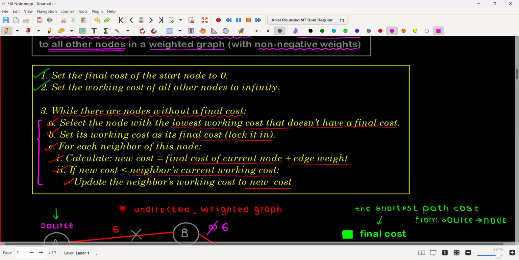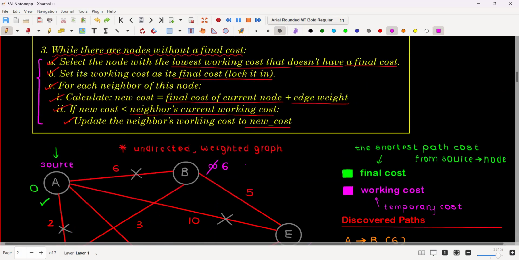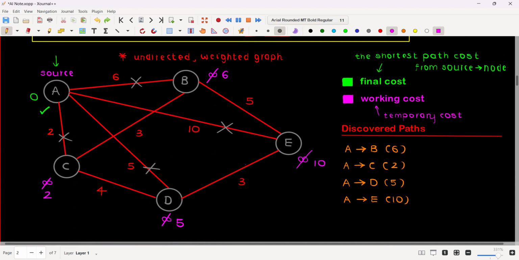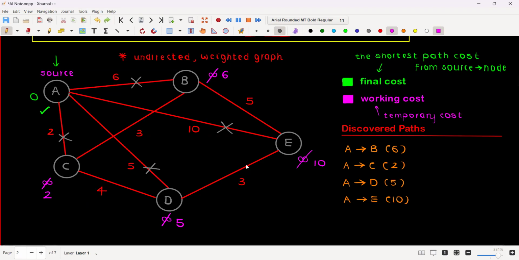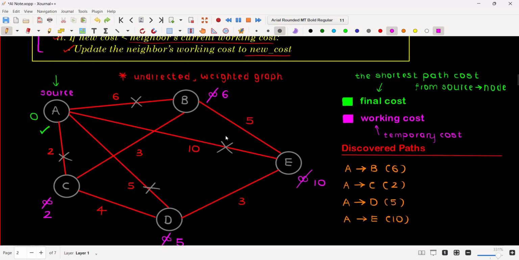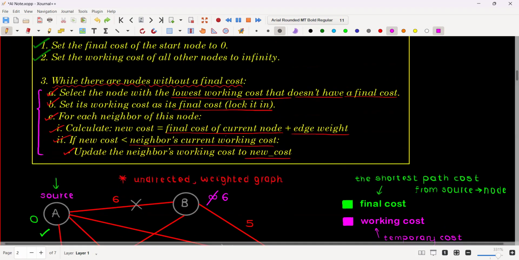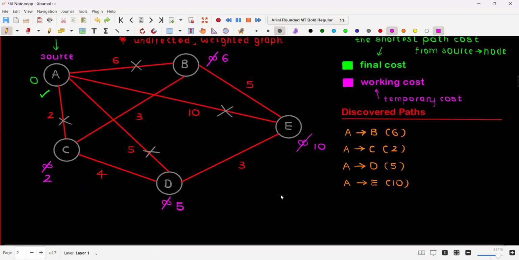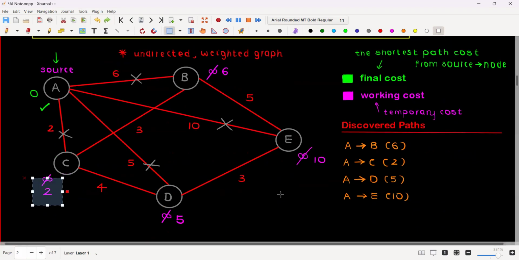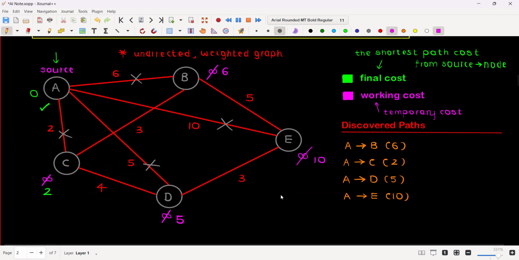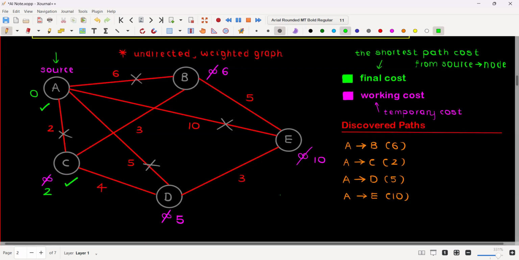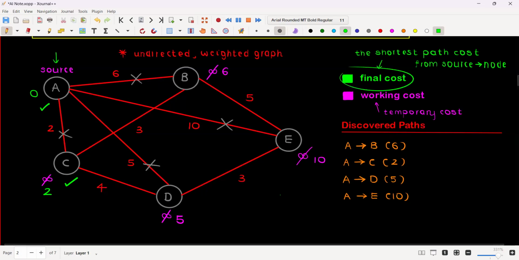I select the node with the lowest working cost that doesn't have a final cost. So ask yourself, out of the nodes that don't have a final cost, which node has the lowest working cost to be precise? That has to be C, right? C has the lowest working cost of 2. So then I choose that node as the next point I traverse on, right? So I set its working cost as the final cost. In other words, locking it in, and thereby declaring node C as a discovered node. So I can put a nice tick next to node C and make this number 2 green color to indicate that that has now become the final cost.